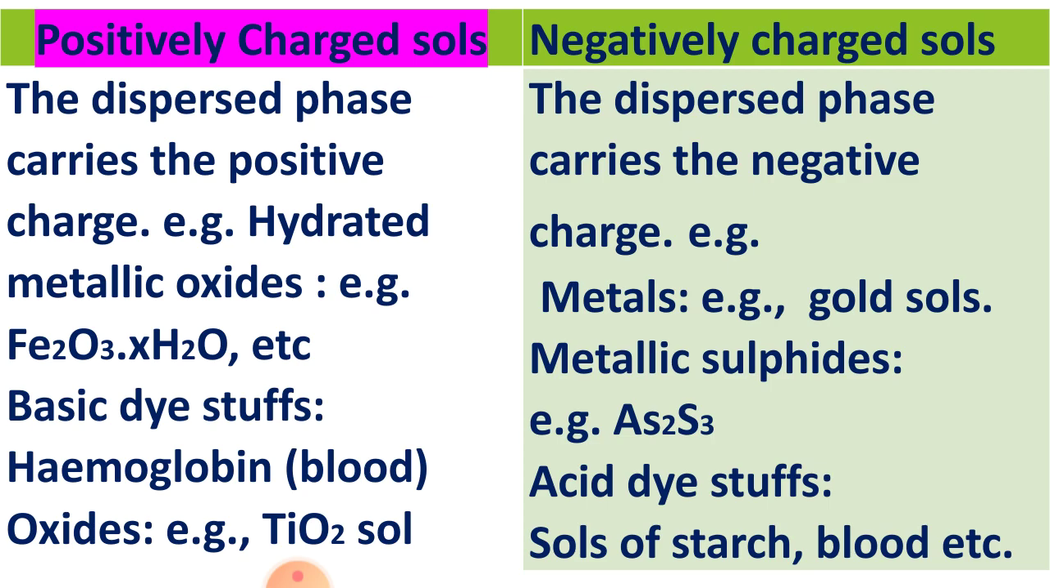So maybe a question arises on this topic that a starch sol is given to you, and you are asked which electrolyte is more appropriate to coagulate the starch sol. Since the starch sol is negatively charged, a positively charged electrolyte may cause coagulation of the starch solution. So these examples are given here which are related to positively charged sols and negatively charged sols. Learn it for your examination.